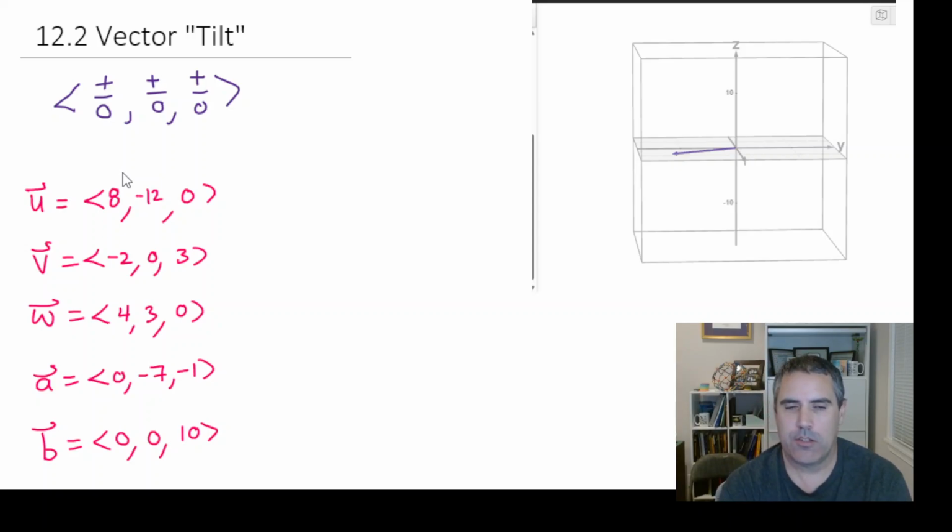And so they're going to have to do these parts, and they're sweating and sending me an email, saying, I have no idea how to tell if a vector has a positive, negative, or zero component. And what I've found is that means they have a misunderstanding about vectors in general. So let's talk about tilt.